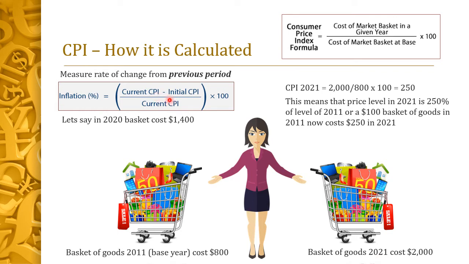So our current CPI was 250. What is our initial CPI? Well, we can figure out what the initial CPI was because remember, we know our base was 800. So our initial CPI is 175 because we're measuring from 2020 to 2021. And basically, we can do a quick subtraction, and we get 43%. So there's been a big change between 2020 and 2021 of about 43%. So that would say that the inflation rate went up dramatically between those 2 years.